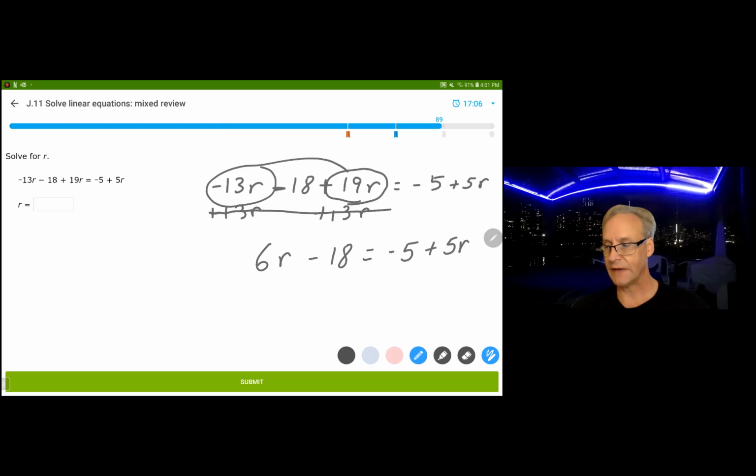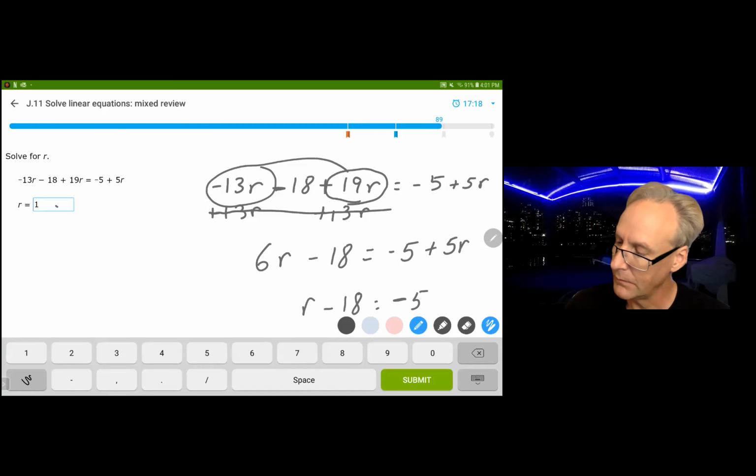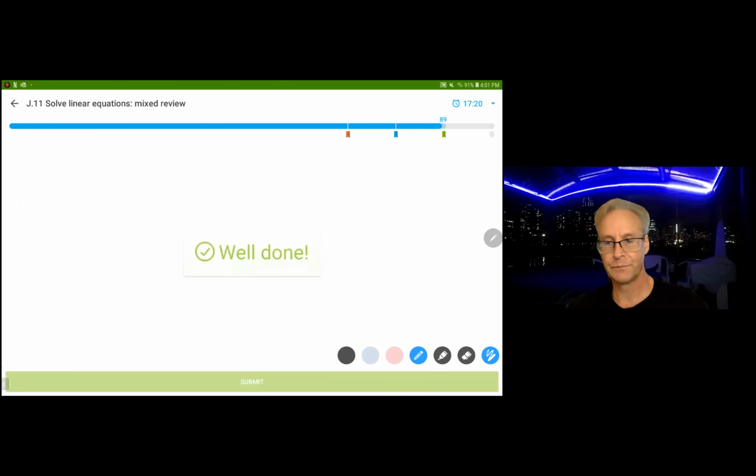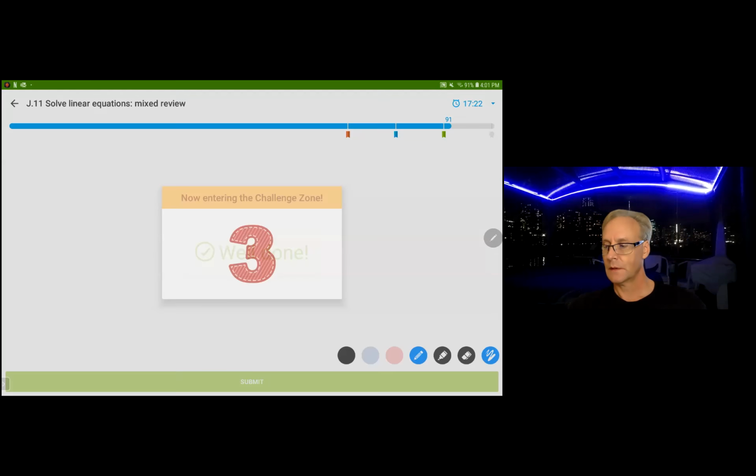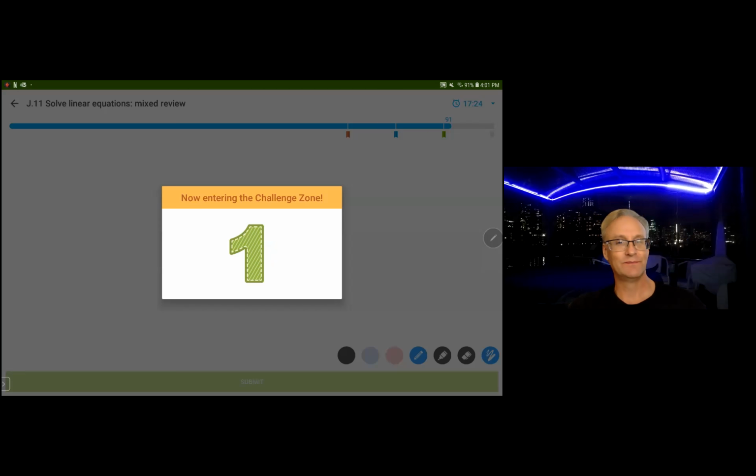We can subtract 5r from both sides, and we get r minus 18 equals negative 5. We add 18 to both sides, and we get 13. So our solution, of course, is 13. Okay, looks like we're almost done.